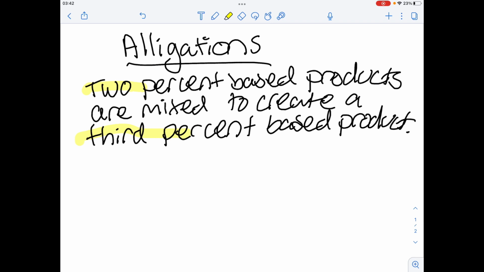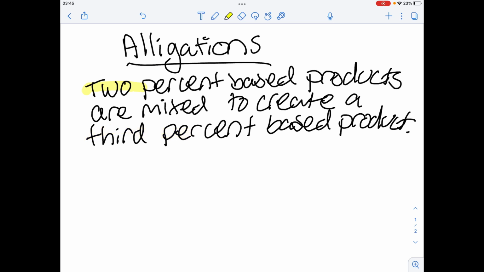Dilutions are when we manipulate one percent-based product to make a second. I don't want you guys to get confused between these two problems. So just remember that with alligations, we're mixing two different percent-based products to create the third percent-based product. And we're usually trying to figure out the amount of milliliters of one or both of these percent-based products that we're mixing.